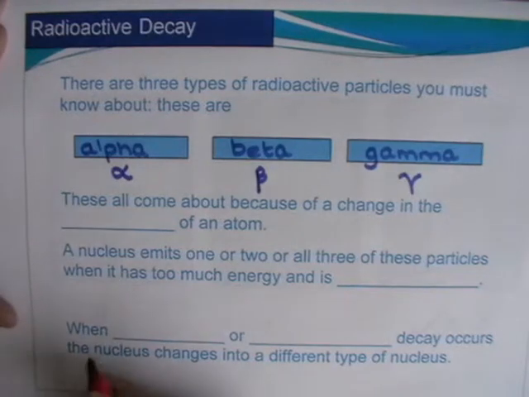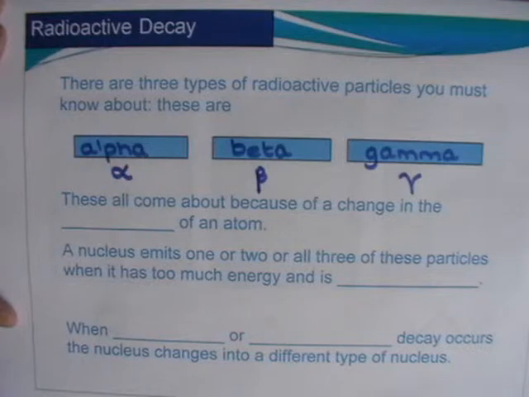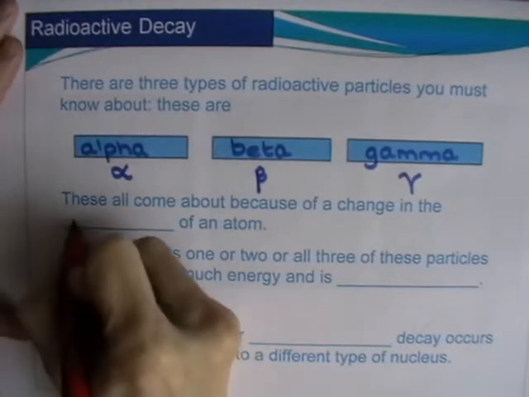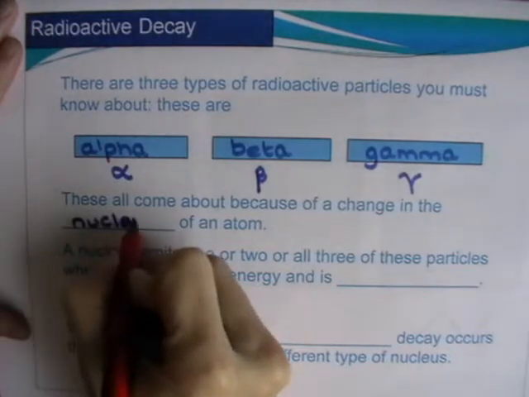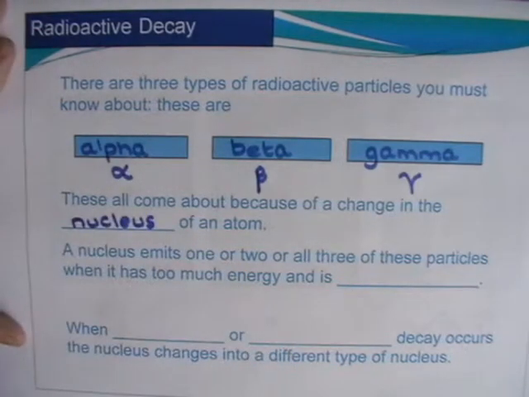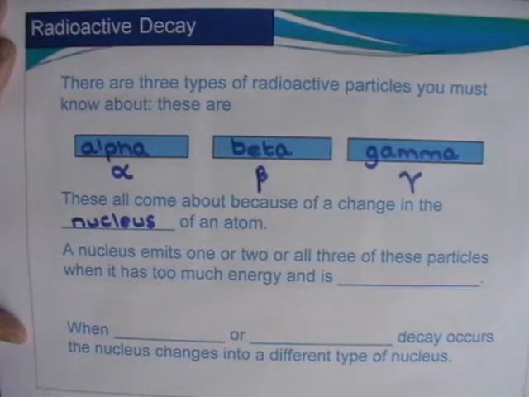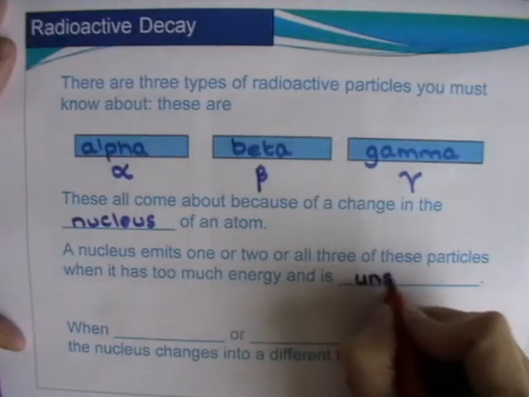These all come about because of a change in the nucleus of an atom. A nucleus emits 1 or 2 or even all 3 of these particles when it has too much energy and is unstable.